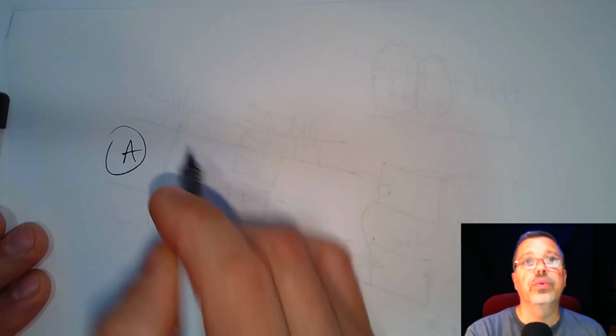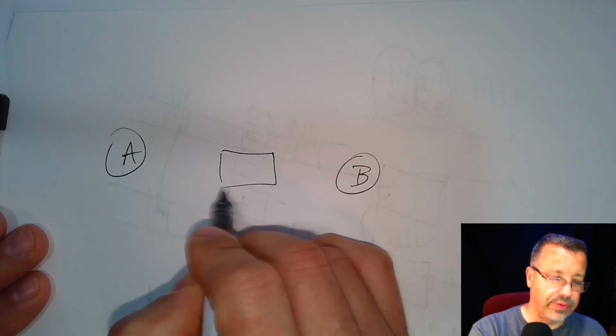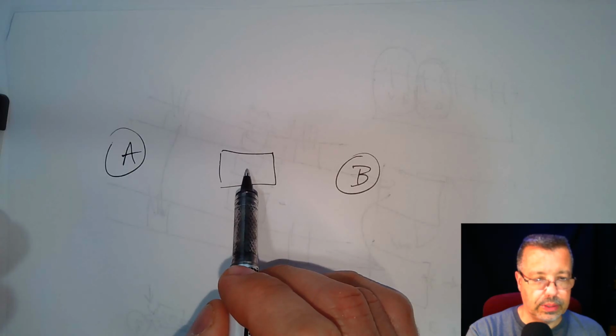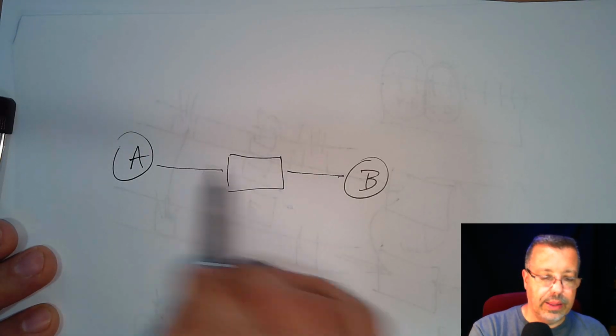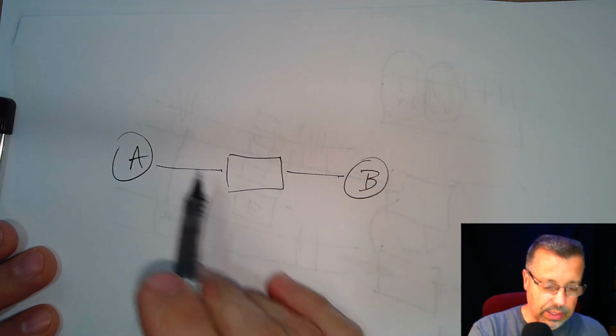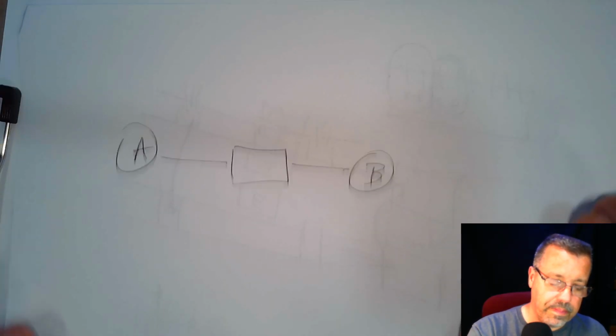LAN A with a hub and a bunch of machines, and LAN B, hub and a bunch of machines. We'll have a device here. We put a layer 1 device, a hub or a repeater, here. Anything sent over here goes over here because there's no filtering. A layer 1 device basically melds this into one big LAN.